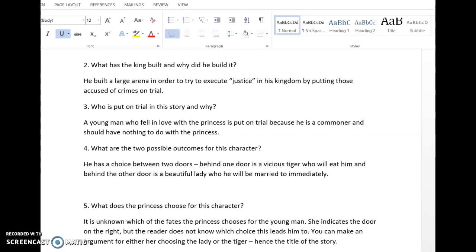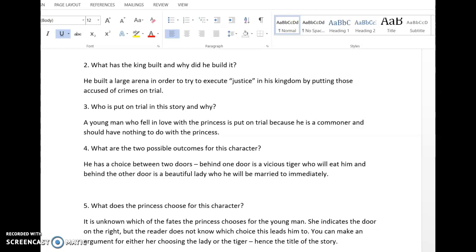So it's not a perfect system, and it's not really even a great system, because it really doesn't get to the point of whether the person is guilty or innocent. It's just sort of random chance. But the king considers this an advancement, something that makes him very sophisticated, because he does more than just kill people if they're accused of crimes.